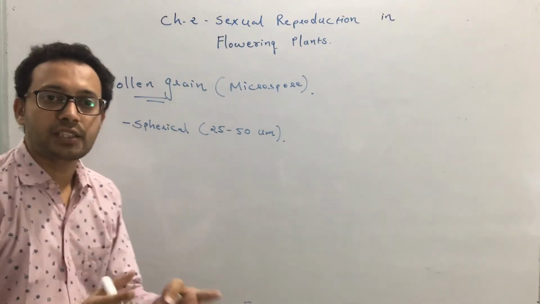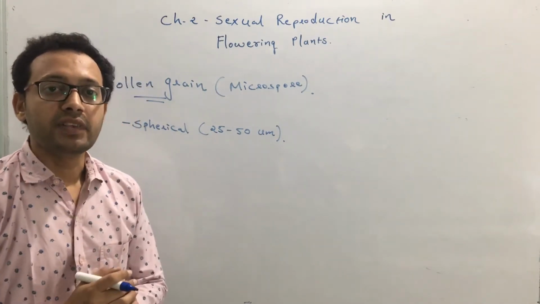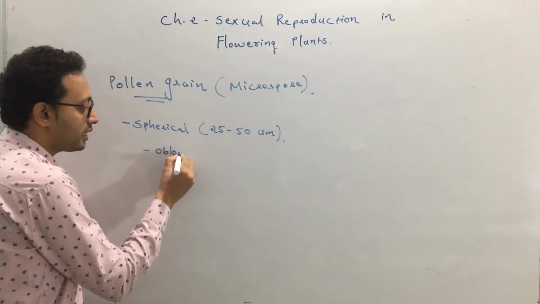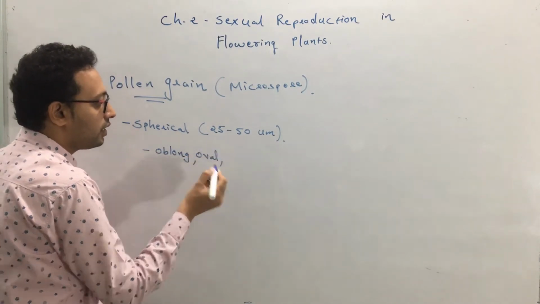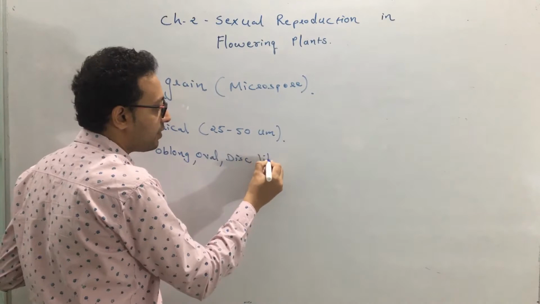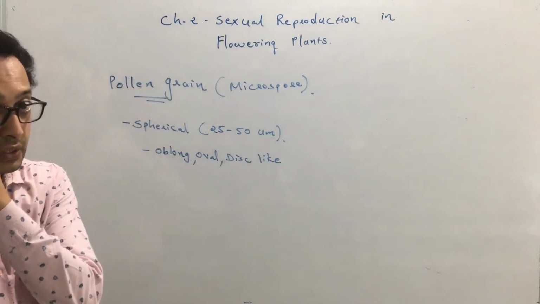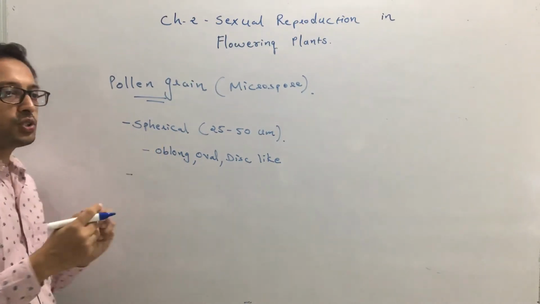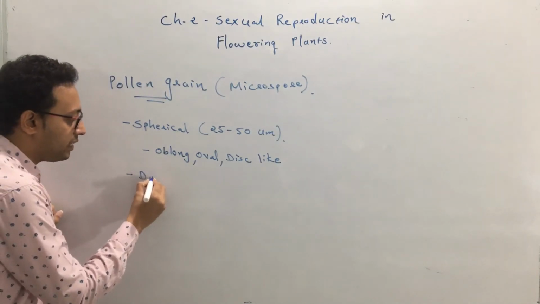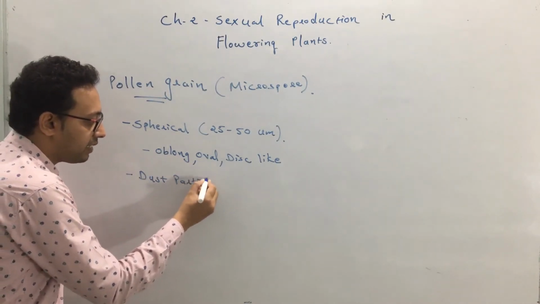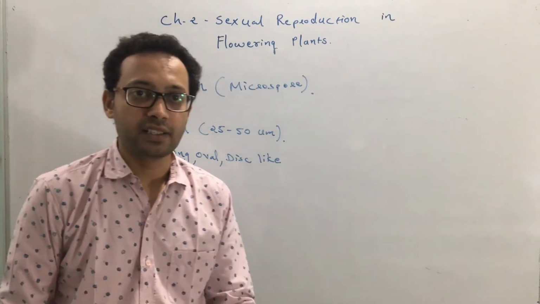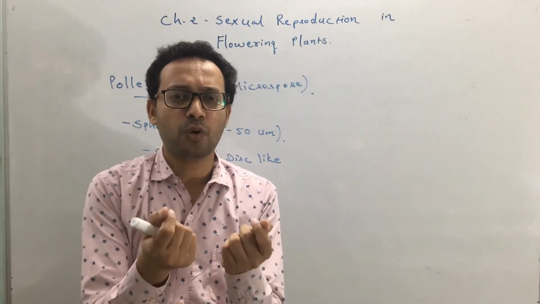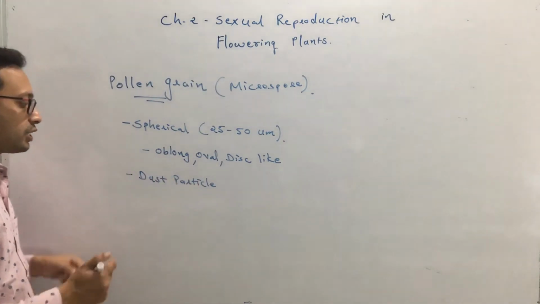But it is not always that pollen grains are only spherical. We can also observe different shapes of pollen grain. And what are the different shapes? It may sometimes be oblong, it may also be oval, or it may be disc-like. Such shapes of pollen grain can also be found. Now, these pollen grains are usually produced in large numbers and look like particles of dust. You will observe it in a practical, because you have to see the pollen grain under a microscope. So it looks like small particles of dust.